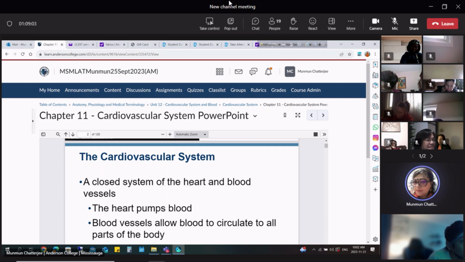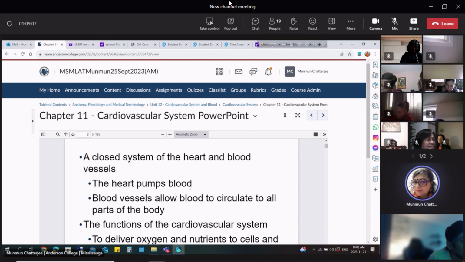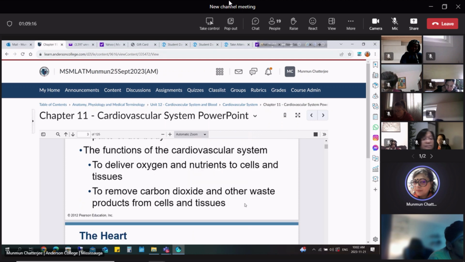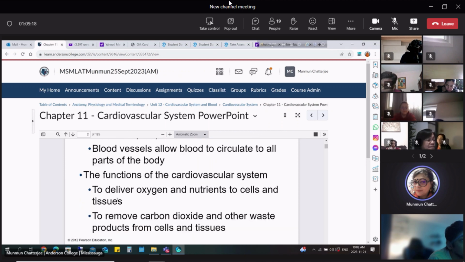That's the cardiovascular system. What does the heart do? It pumps blood, and blood vessels are the carrier. They allow blood to circulate to all parts of the body. These are the main functions of the cardiovascular system, important.